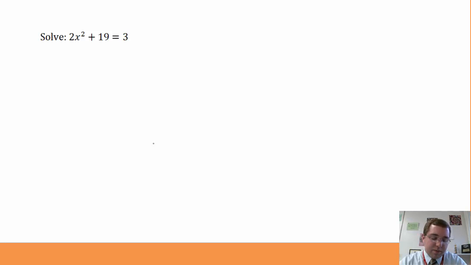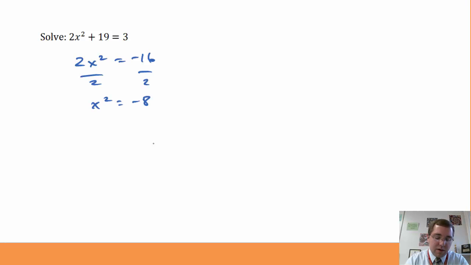Second example, 2x squared plus 19 equals 3. Again, an equation that looks harmless. I should be able to solve it. So let's try. 2x squared equals negative 16. Divide both sides by 2. x squared equals negative 8. Take the square root of both sides. x equals plus or minus the square root of negative 8.